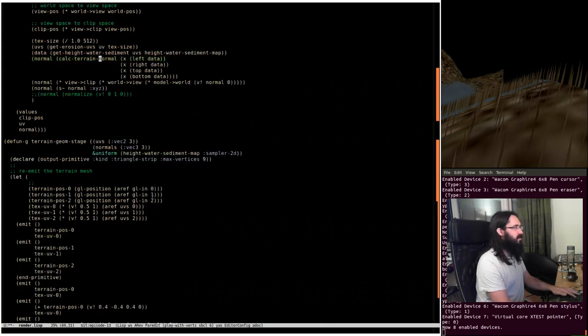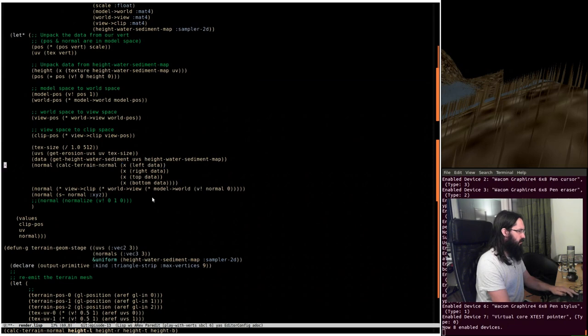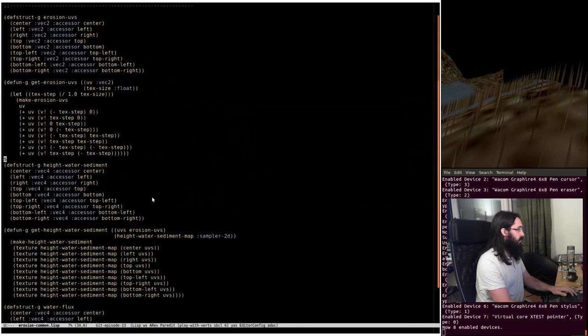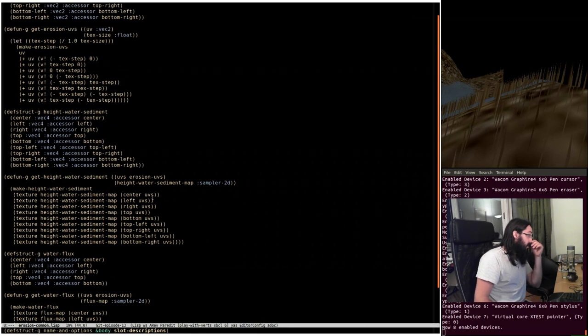Let's look at the values that are being passed in here. Left, right, top, bottom of data. So these are the neighbors. Okay, so we have a struct: height, water, sediment. Left, right, top, and bottom are all vec4s. Each vec4 is storing the height, the water depth, sediment, and nothing else at the moment. And that means this accessor is pulling out this member.